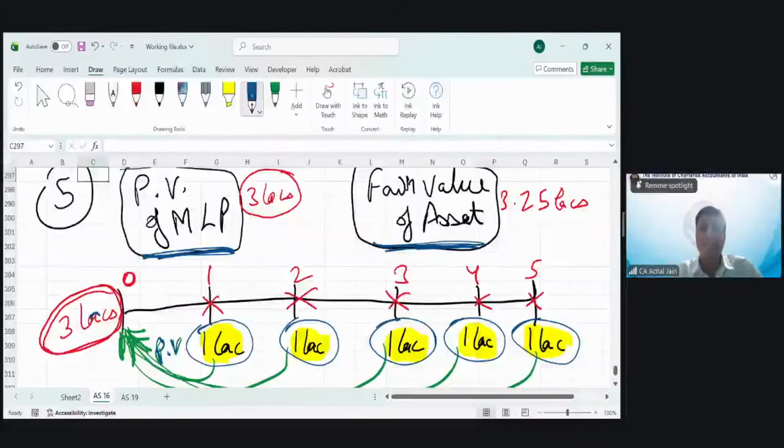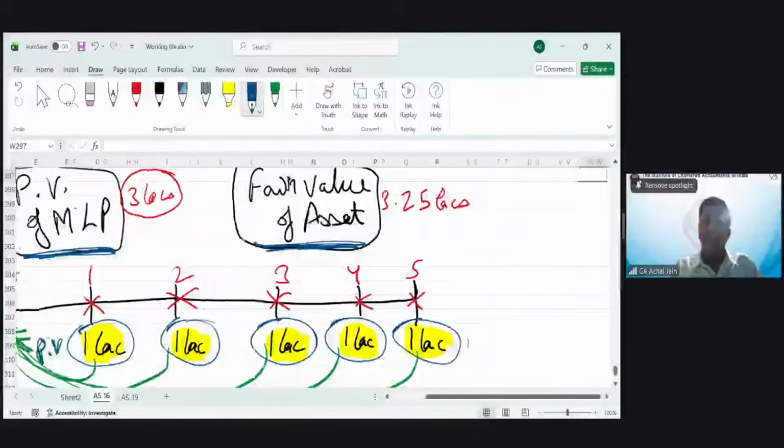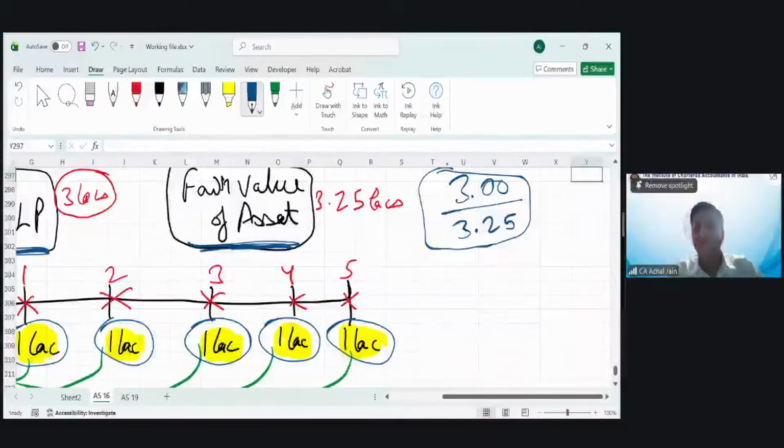Now, in this case, if you compare this 3 lakh with 3.25 lakhs, can you tell me what proportion this will become? Can you compute this and help me with the amount, Nisha? What is the proportion of 3 against 3.25? What percentage is that? Quickly. Yes, Nisha, waiting for your response. Yes, sir. What percentage is this?